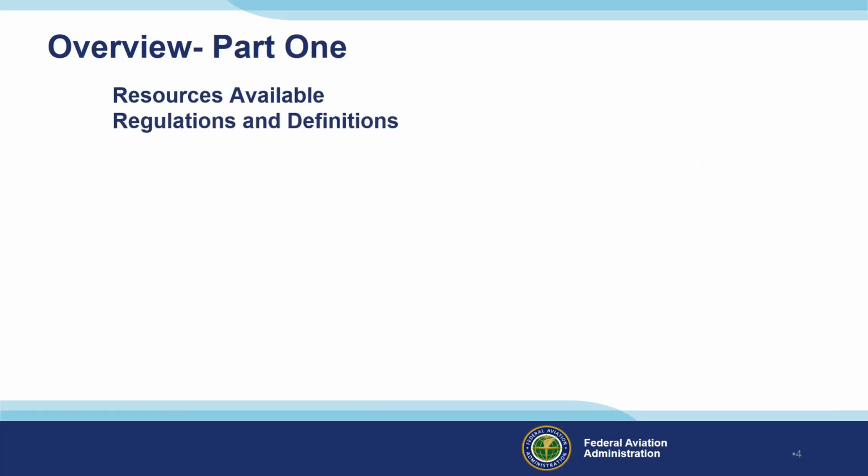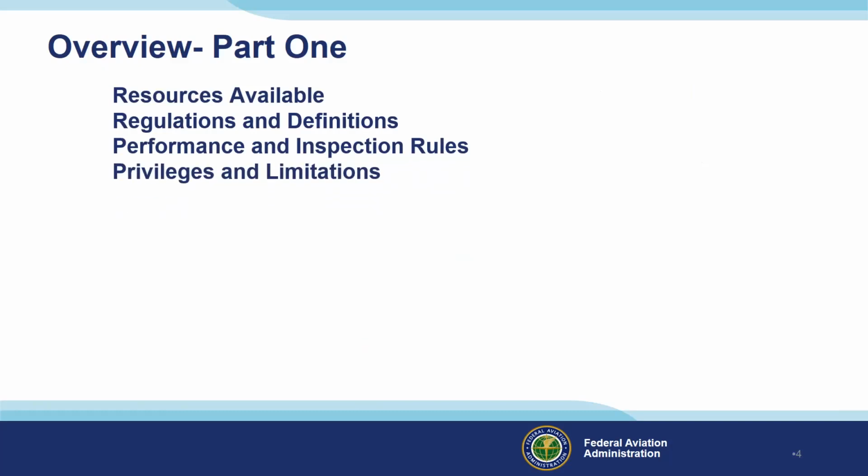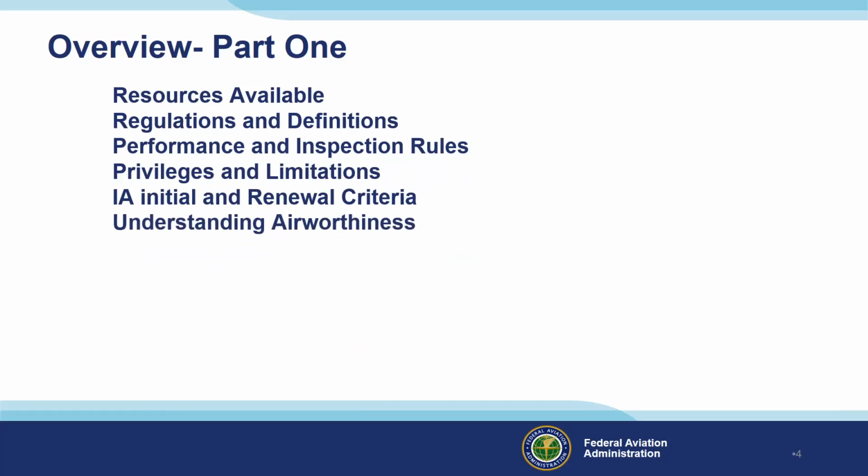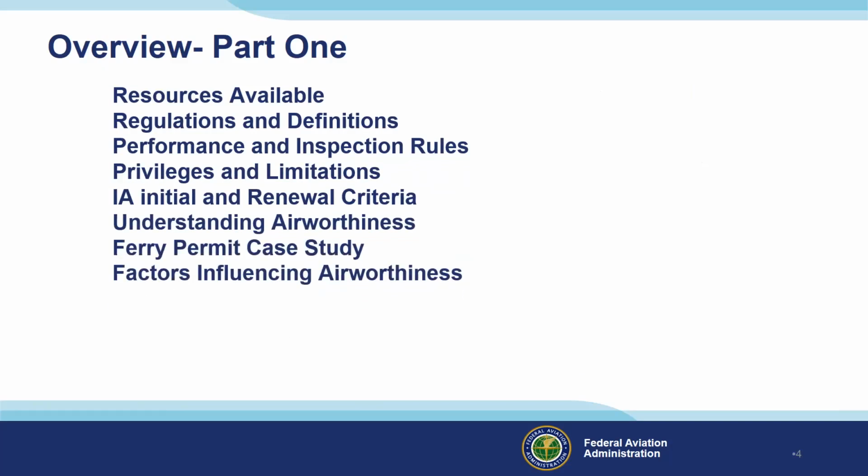Part one, we're going to look at the resources available to you, some regulations and definitions and tips about reading the regulations, performance and inspection rules, privileges and limitations, IA initial and renewal criteria, understanding airworthiness. We're going to look at a ferry permit case study, factors influencing airworthiness, and then the life cycle of an aircraft.